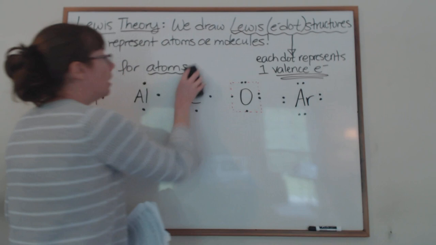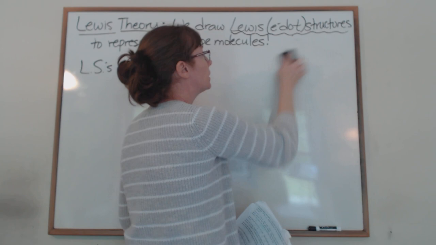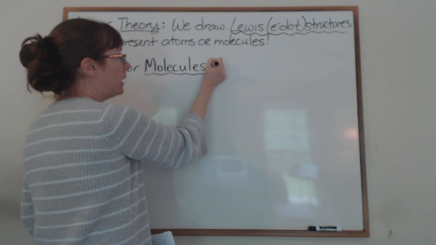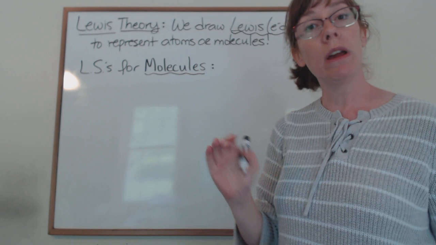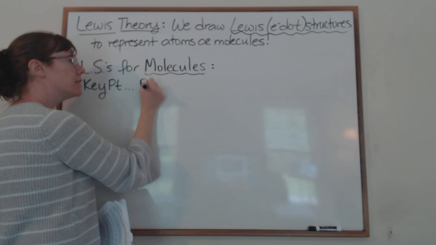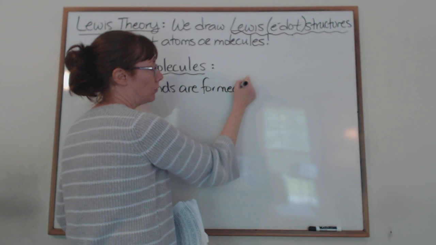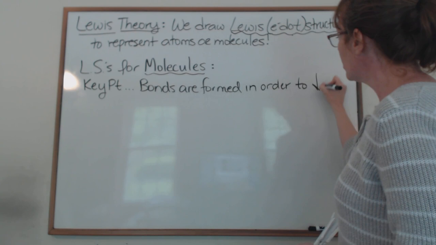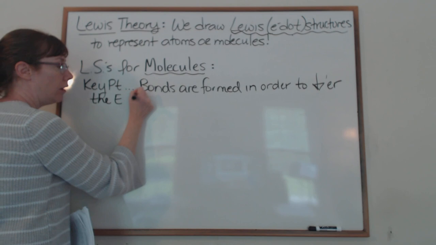All right, now let's get into Lewis structures for molecules. And this is where the theory becomes useful when we're analyzing molecules. Before we go ahead and do some examples, let me make a key point about Lewis theory. The key point that we need to understand is this. Bonds are formed. Okay, so chemical bonds are formed for a purpose. They are formed in order to lower the energy of the two atoms.